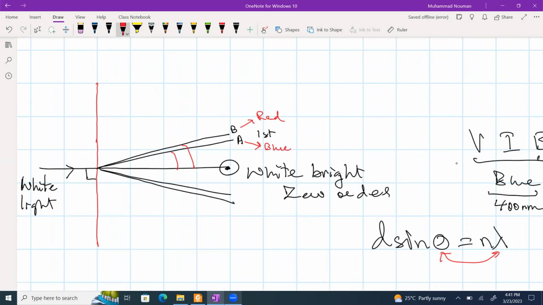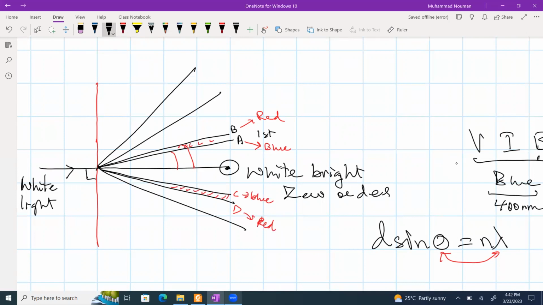Right. And what about here? C, D. Tell me what is C, blue or red? C is blue. Okay, C is blue here and D is red here. Absolutely right. So all the rest of the colors are in between, like this. And then second order maxima is also formed in the same way, maybe like this.